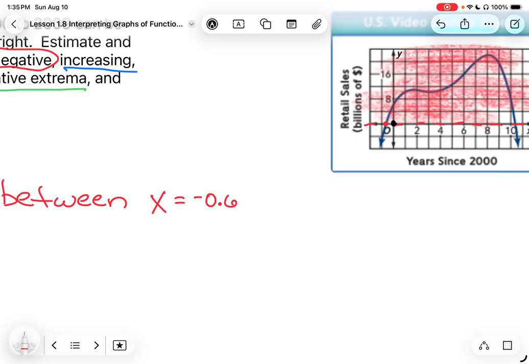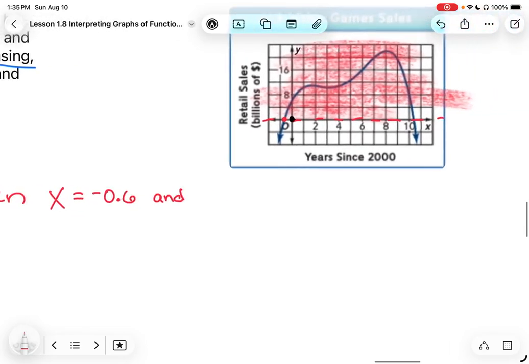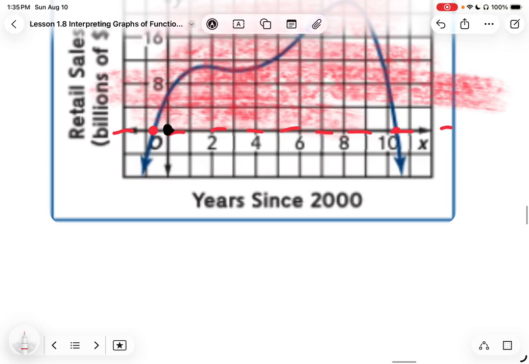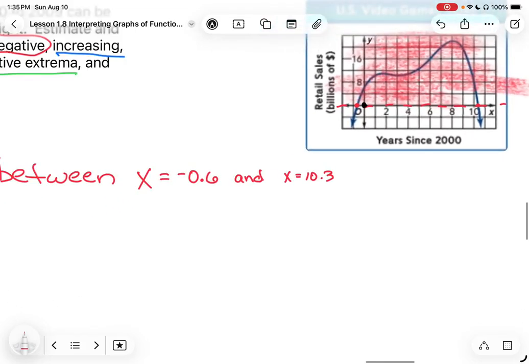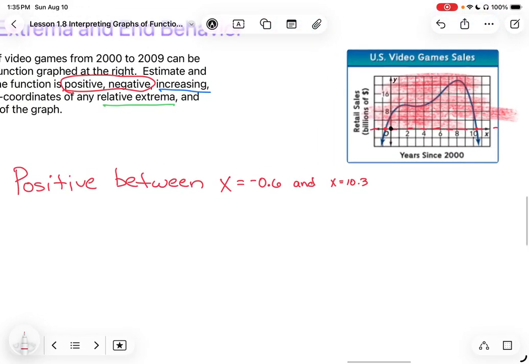So say it's from negative 0.6, between negative 0.6 and where does it go back negative? That's about right there. What does that look like? A little bit less than 10.5. Let's call it like 10.3. There we go. So we're going to say that this graph is positive between negative 0.6 and 10.3. That's all the spots where this graph is above the x-axis. So that means it's negative all the other spots.